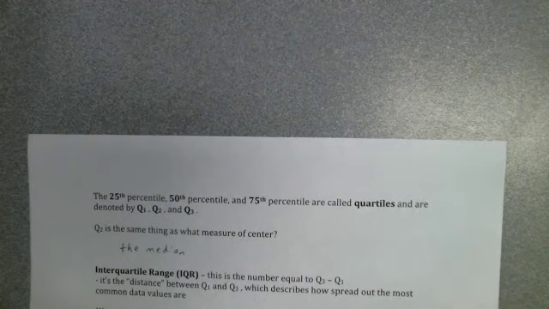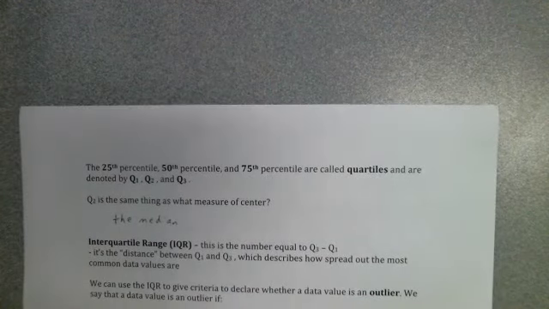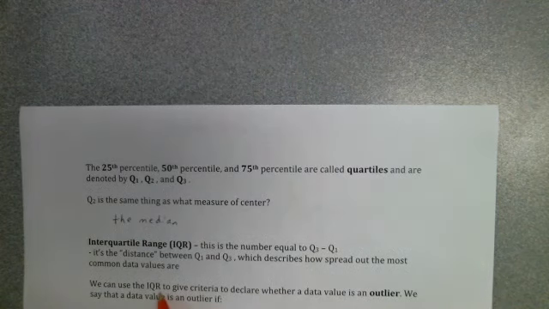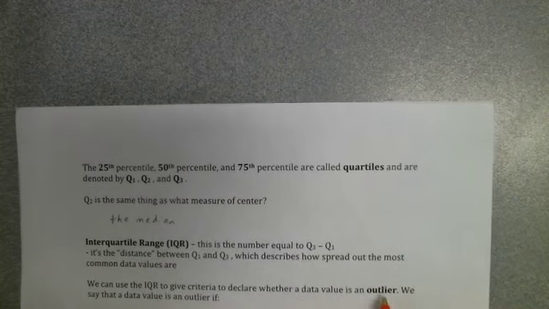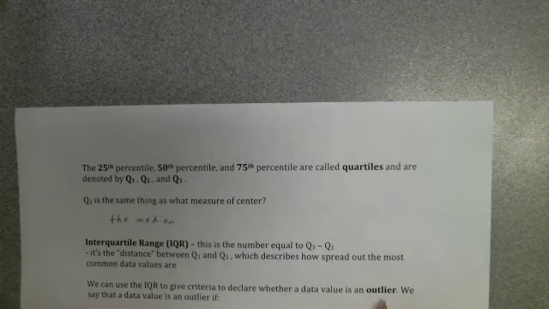And then I say the following. We can use the IQR, or in other words, interquartile range, to give criteria to declare whether a data value is an outlier. So, before, we just said an outlier is an unusual data value. It's a data value that's way far away from all the other data values. Well, now we have some criteria to actually determine if something's an outlier.